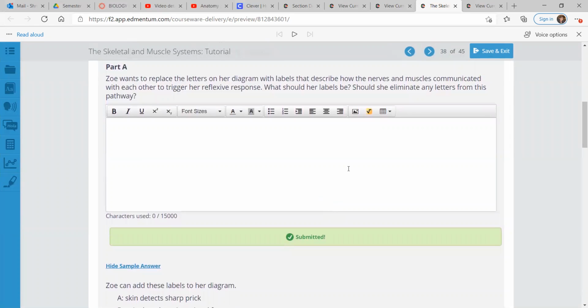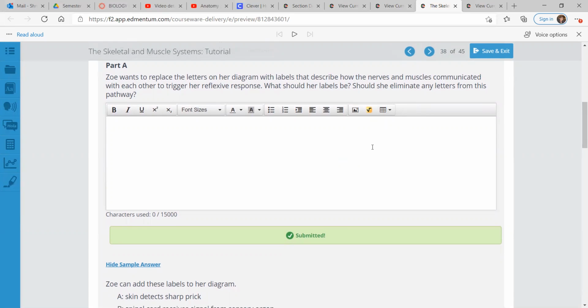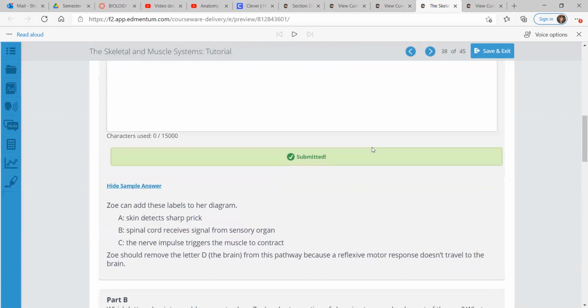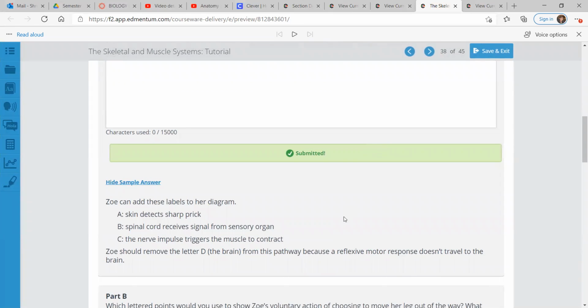Zoe wants to replace the letters on her diagram with labels that describe how the nerves and muscle communicated with each other to trigger her reflexive response. What should her labels be? Should she eliminate any letters from this pathway? She can add: skin detects a sharp prick. Spinal cord receives signal from sensory organ. The nerve impulse triggers the muscle to contract.